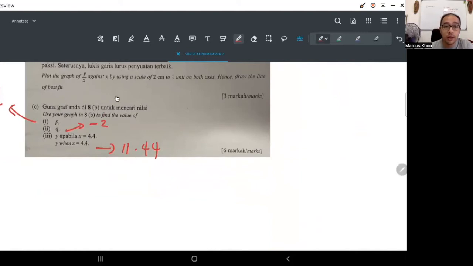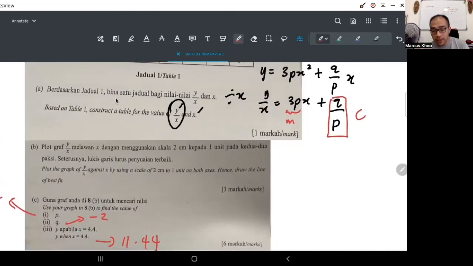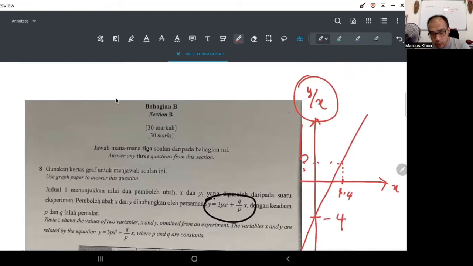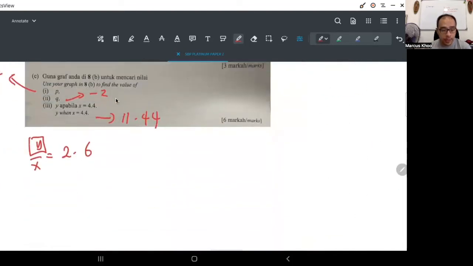Let me look at the answer. So you get y over x is about 2.6. This is the marking scheme: y over x equals to 2.6. So remember that you want to find y. This value over here, you will get 2.6, but remember that this is y over x, not y. So how do I find y? I substitute x equals to 4.4. So y over 4.4 equals to 2.6. So you get y equals to 11.44.